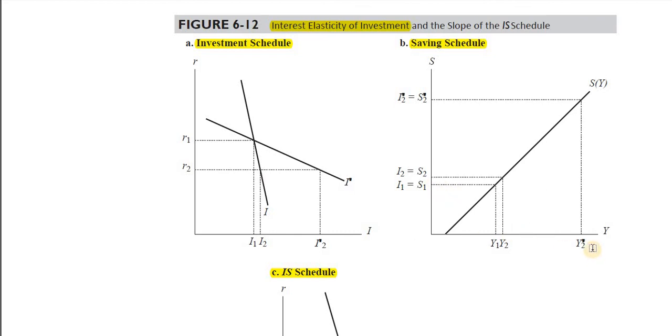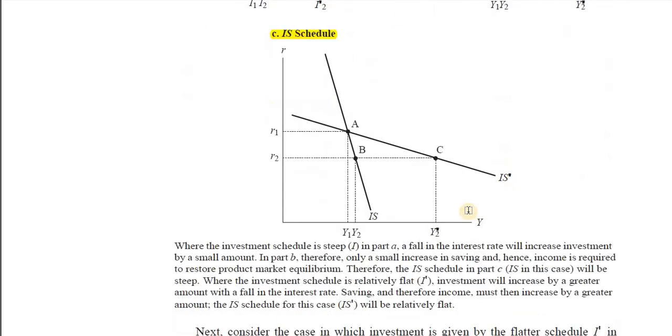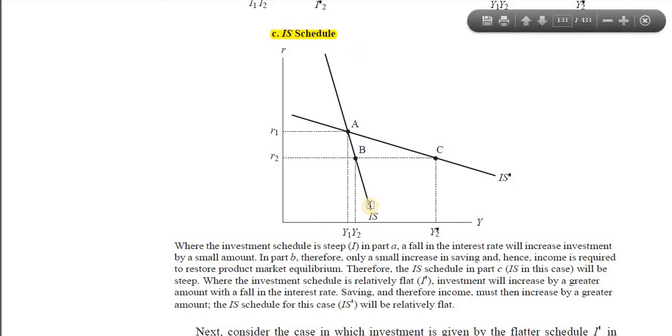So instead of income going to rupees 100, which was in case number 1, it just needs to go only till 40 rupees. That's it. So Y2 is our second point here. Y2 is here, R2 is here, and B becomes our next point. Joining A and B, we get an IS curve which is quite steeper.